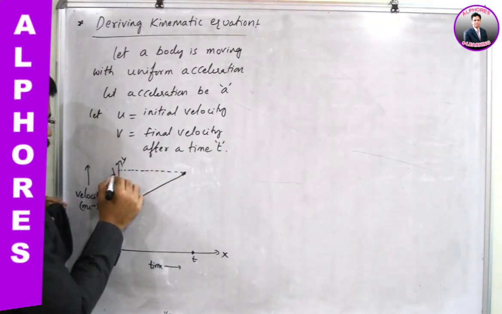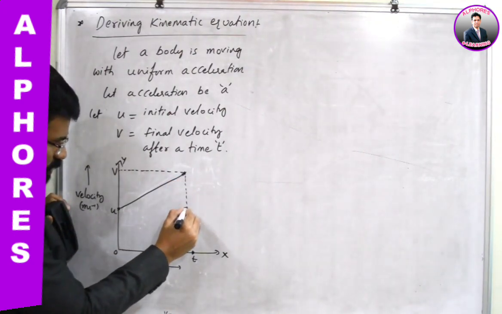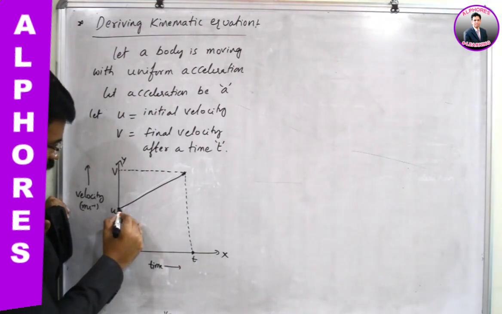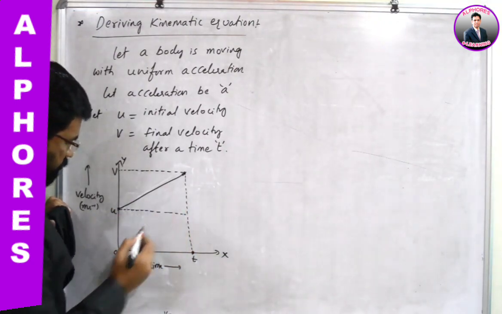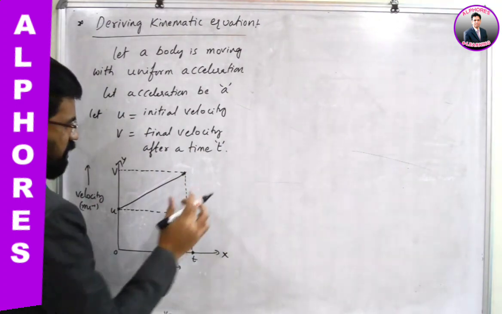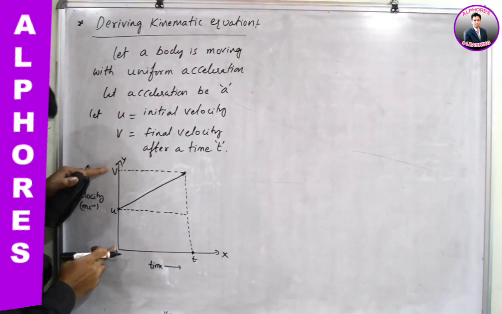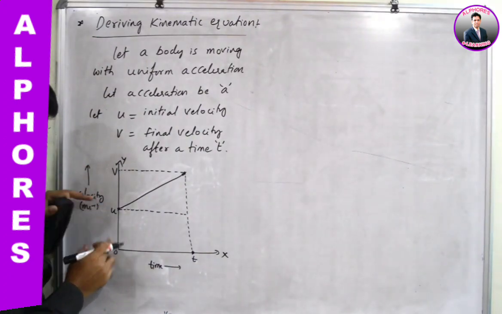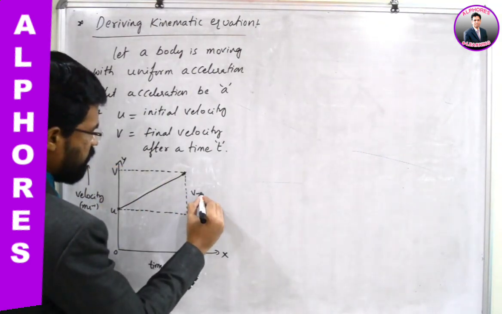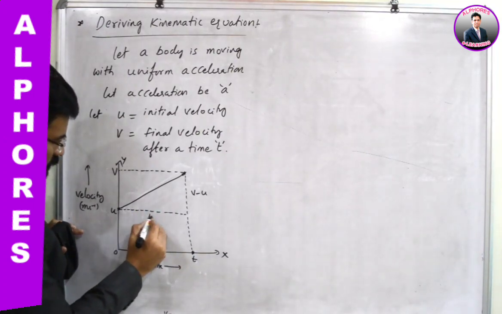Corresponding to this point, the velocity is v. Corresponding to this point, velocity is u. Corresponding to this point, it's t. I will make some additional construction here. Now tell me, what is the length of this part? From here to here it is v, from here to here it is u. So this part will be v minus u. This is also v minus u. From here to here it is t.